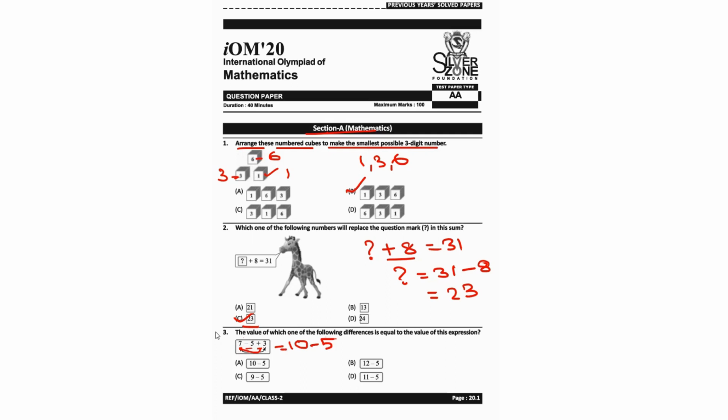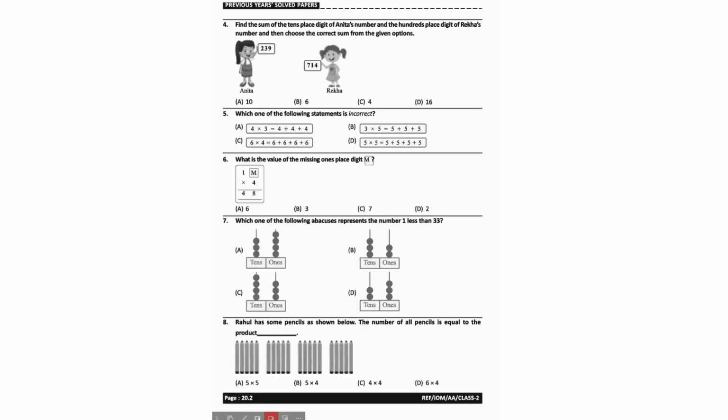10 minus 5. See, in which of the options do you have that? In the very first option, 10 minus 5 is provided. And hence, that's my answer. Clear, everyone? Moving on to the fourth question. Find the sum of the tens place of Anita's number.